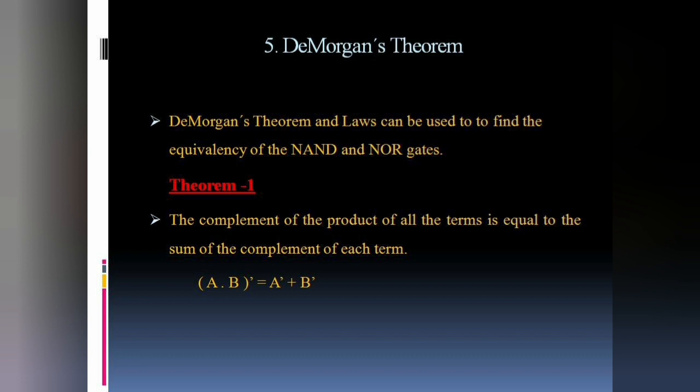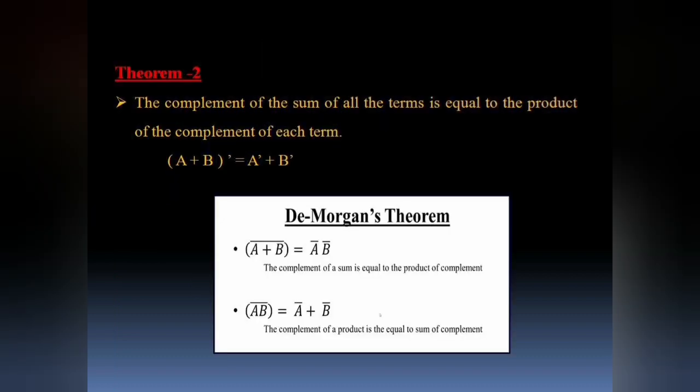De Morgan's theorem. De Morgan's theorem and laws can be used to find the equivalency of the NAND and NOR gates. The theorem explains that the complement of the product of all the terms is equal to the sum of the complement of each term. De Morgan's first theorem proves that when two or more input variables are ANDed and negated, they are equivalent to the OR of the complements of the individual variables. Likewise, the complement of the sum of all the terms is equal to the product of the complement of each term. By summarizing, the complement of a sum is equal to the product of complements, and the complement of a product is equal to the sum of complements.